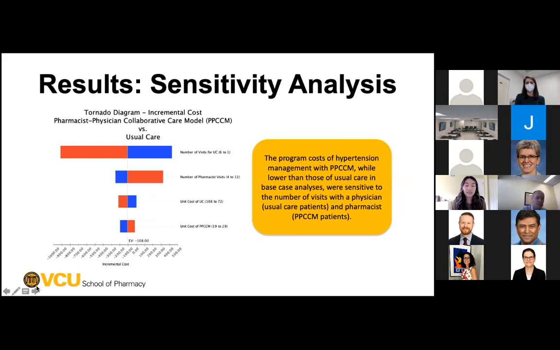So next we have another sensitivity analysis, and this was the incremental cost of pharmacist-physician collaborative care model versus usual care. So the program cost of hypertension management with PPCCM, while lower than those of usual care in base case analysis, were sensitive to the number of visits with a physician for the usual care patients and a pharmacist for the PPCCM patients. So due to the substantial difference in CPT code reimbursement for pharmacists versus usual care visits, a patient in the PPCCM group that was seen 6 times per year by a pharmacist and once per year by a physician was still cheaper than a patient in the usual care group that was seen 3 times per year by the physician.